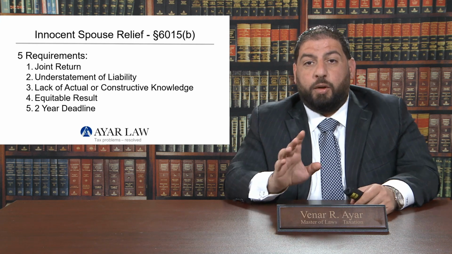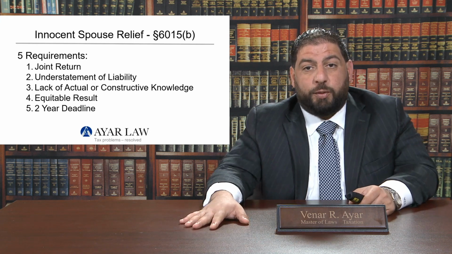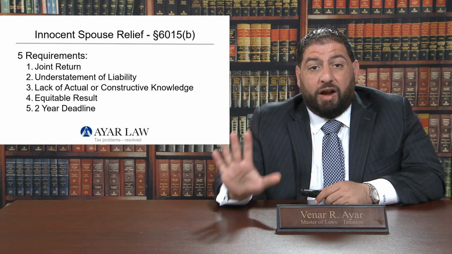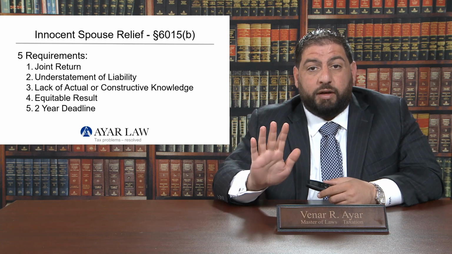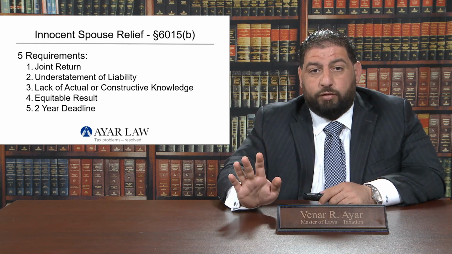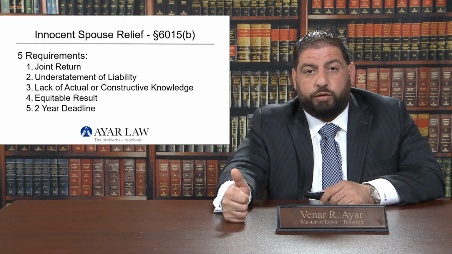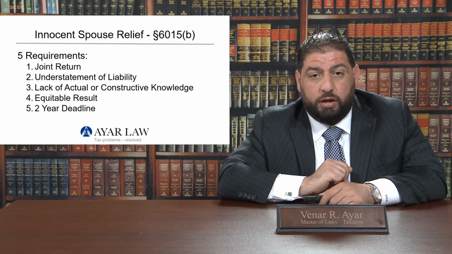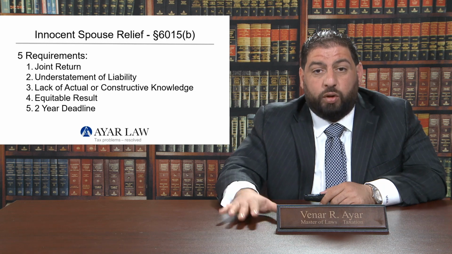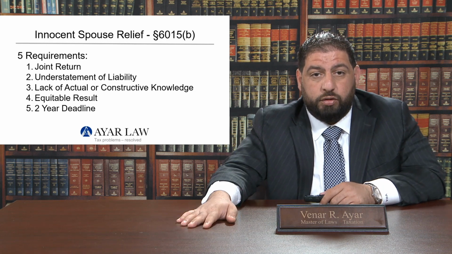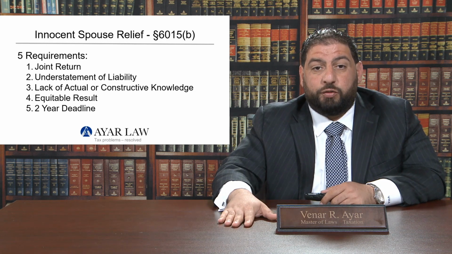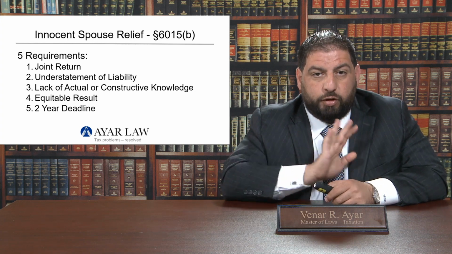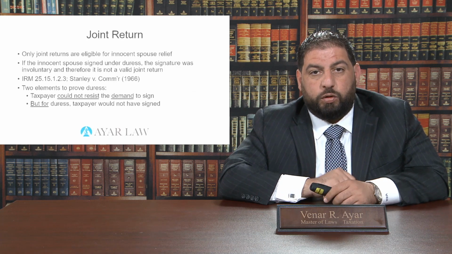So, what is innocent spouse relief? The first type of relief we mentioned, which is 6015B relief. There are 5 requirements that must be met to be granted innocent spouse relief, and we're going to talk about all 5 of them. The first is you must have filed a joint return. There must be an understatement of the liability. You have to lack actual or constructive knowledge. The innocent spouse must be the equitable result, and there's a 2-year deadline. Those are the 5 requirements. We'll talk about each one of them.